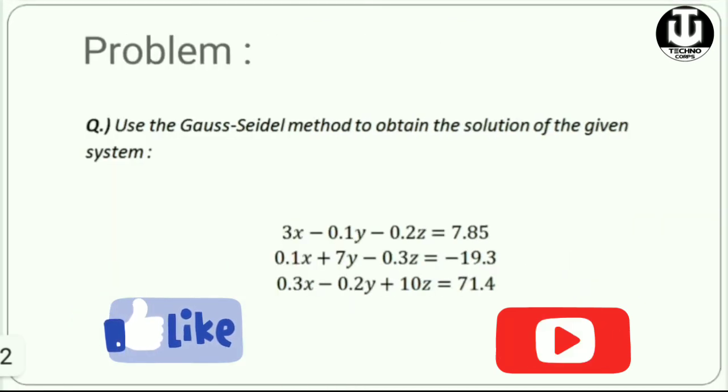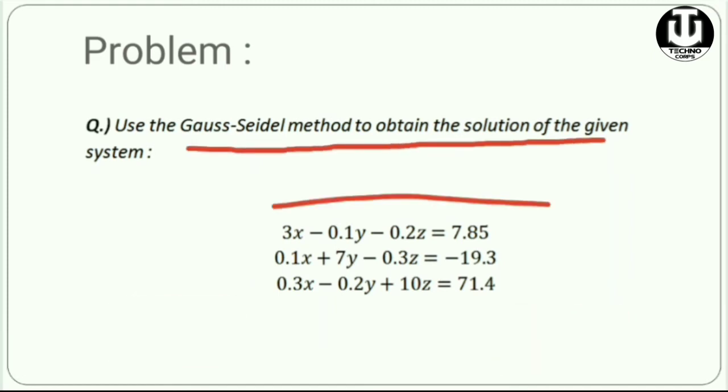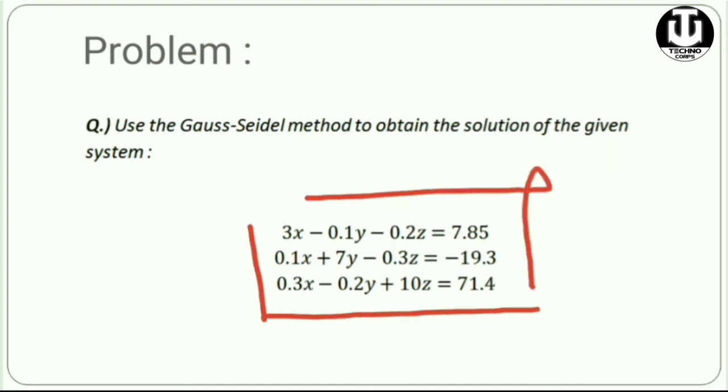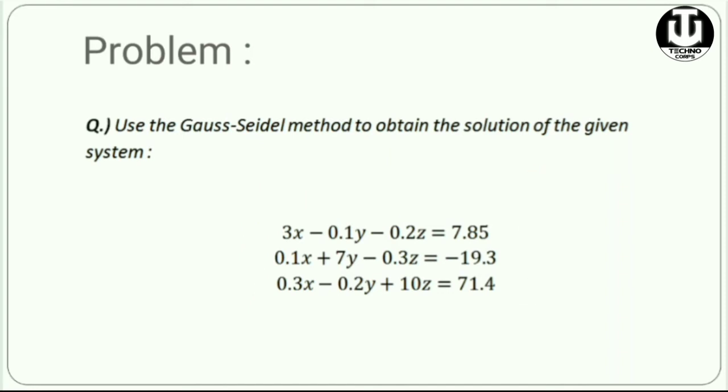So what is the problem? Use the Gauss-Seidel method to obtain the solution of the given system. See, this is the given system. If you have watched the previous video about the Jacobi method, you can observe that we have taken the same system for a better comparison. So this is the same system we are working on.